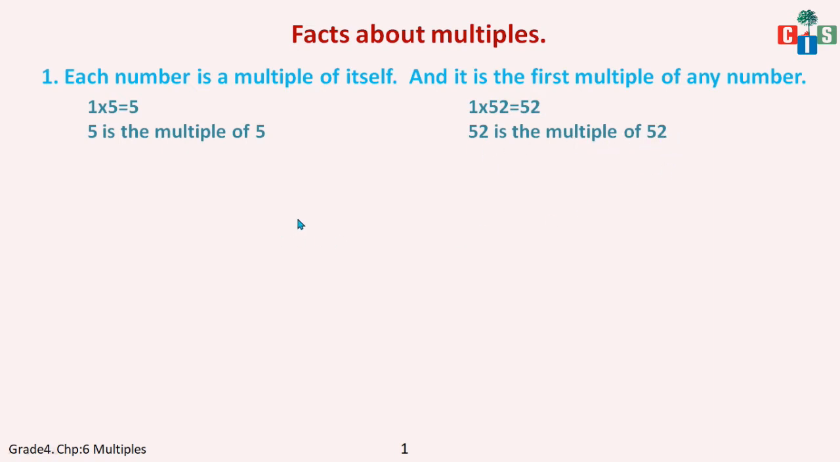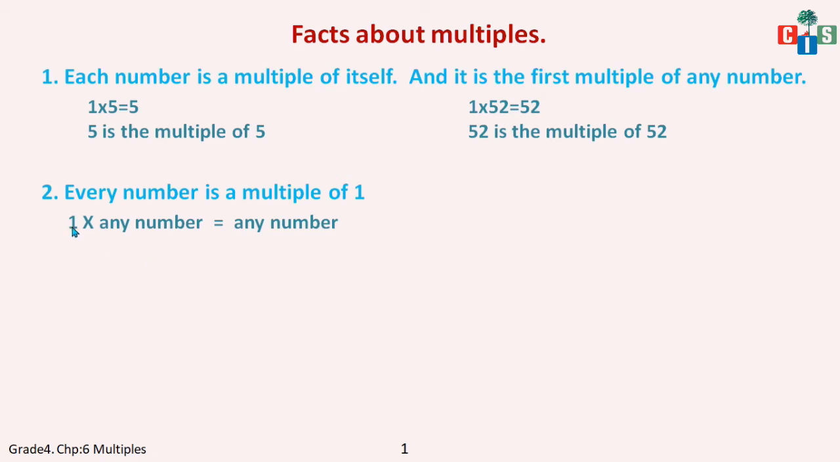Okay. Now let's check the second fact. That is, every number is a multiple of 1. Obvious है, कोई भी नंबर 1 का मल्टीपल होगा ही, because 1 के टेबल में तो सारे नंबर आते हैं. Yes, so let's take every number is the multiple of 1. सारे numbers 1 के मल्टीपल होंगे. Okay, now let's take the example. Because 1 multiplied by any number will be any number. 1 8s are 8, 1 10s are 10, 1 30s are 30. Yes, so सारे नंबर 1 के टेबल में आएंगे ही.